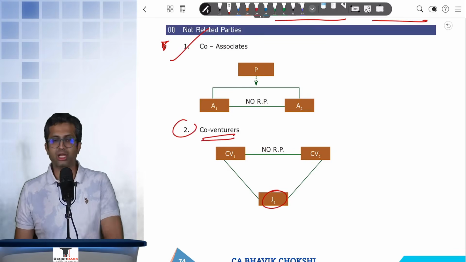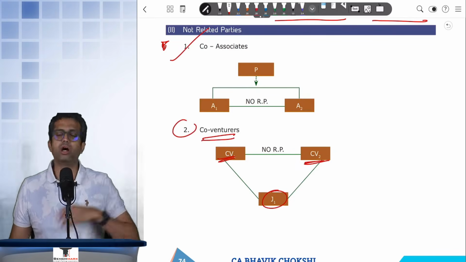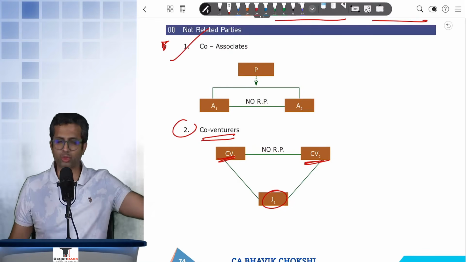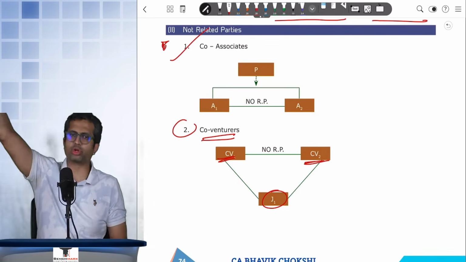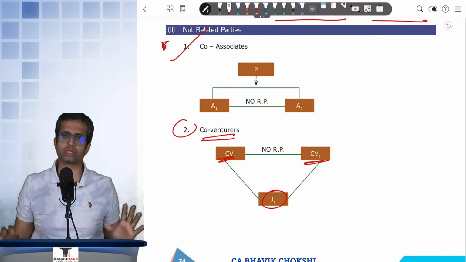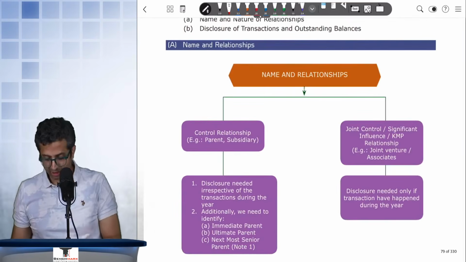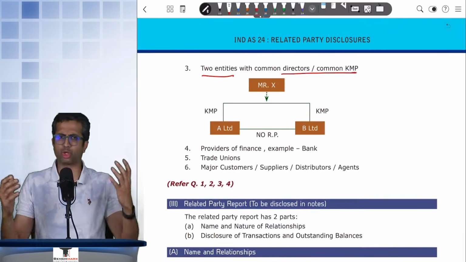So in, let's say, Starbucks India, you have Tata and you have Starbucks USA. Now both of them are related parties for the joint venture, but Tata cannot do anything with Starbucks USA. Starbucks USA cannot do with Tata, and hence the co-venturers are not related parties. Further, when you look at two entities with common directors or common KMPs, they are also not related.